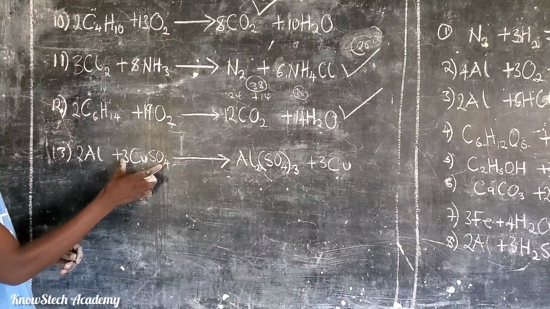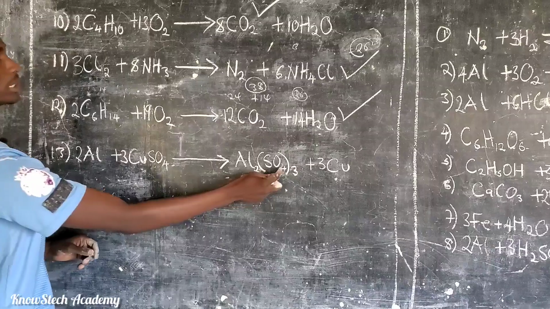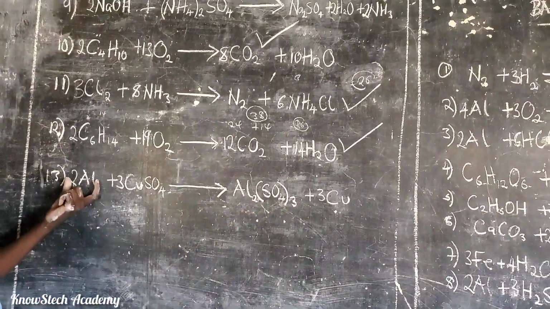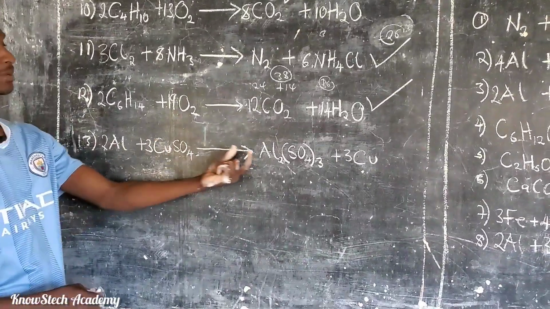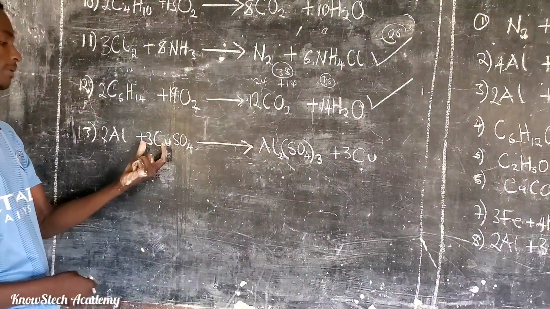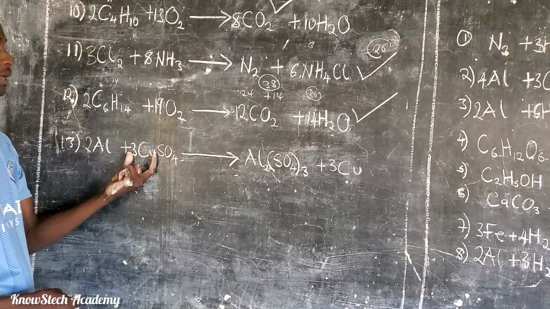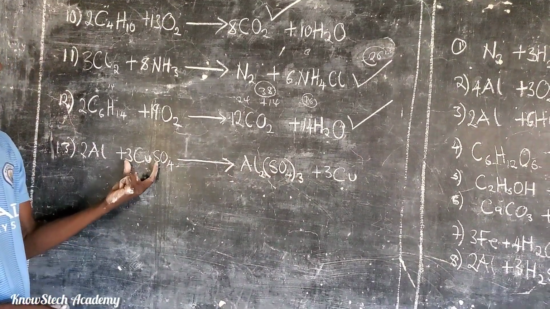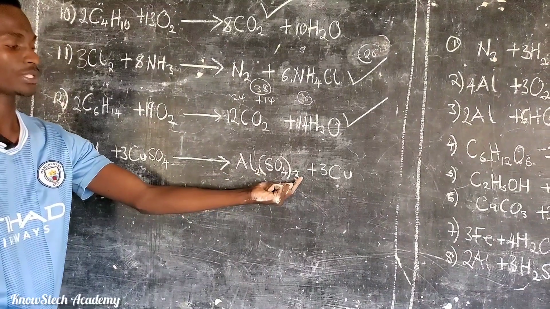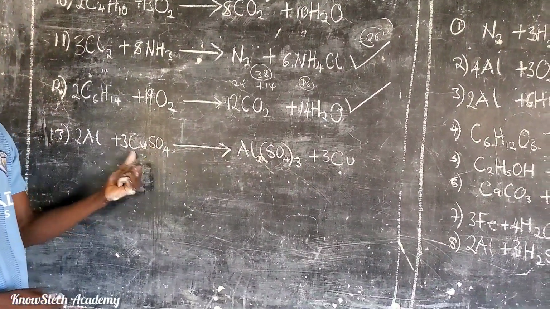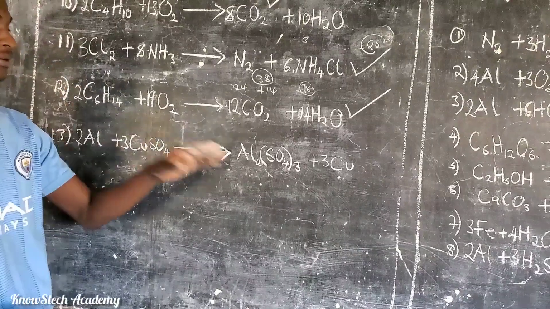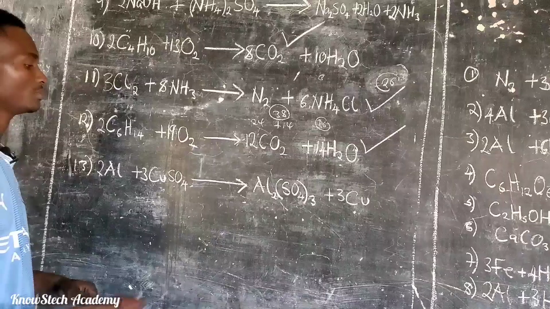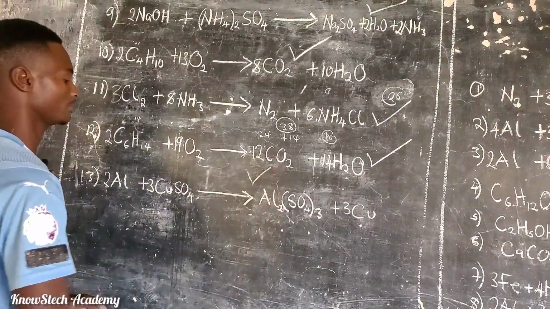Oxygen. This side was balanced, right? Okay. So number of aluminum atoms. The number of copper atoms. Sulfur, here, because of this 3 outside. Oxygen, 3 times 4, 12. Alright. So this also is balanced.